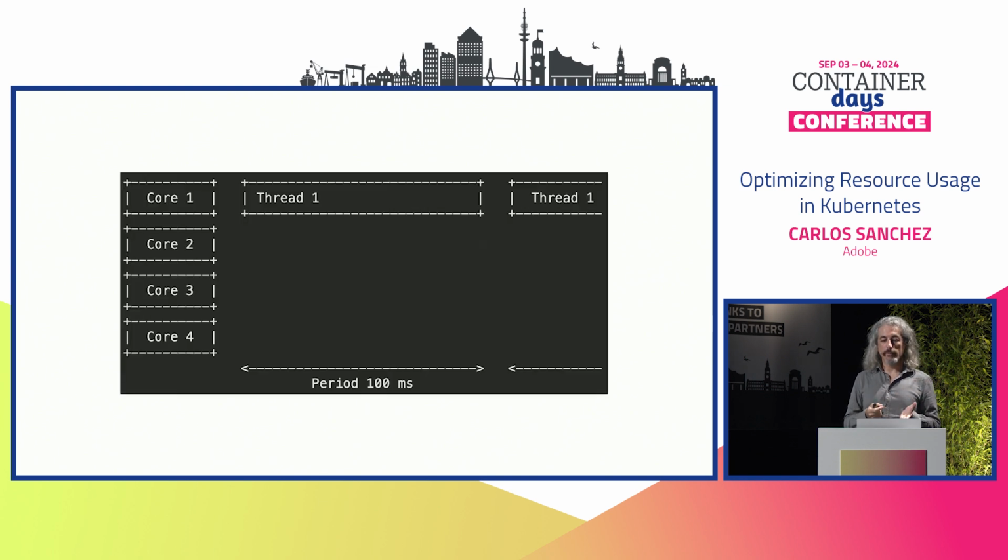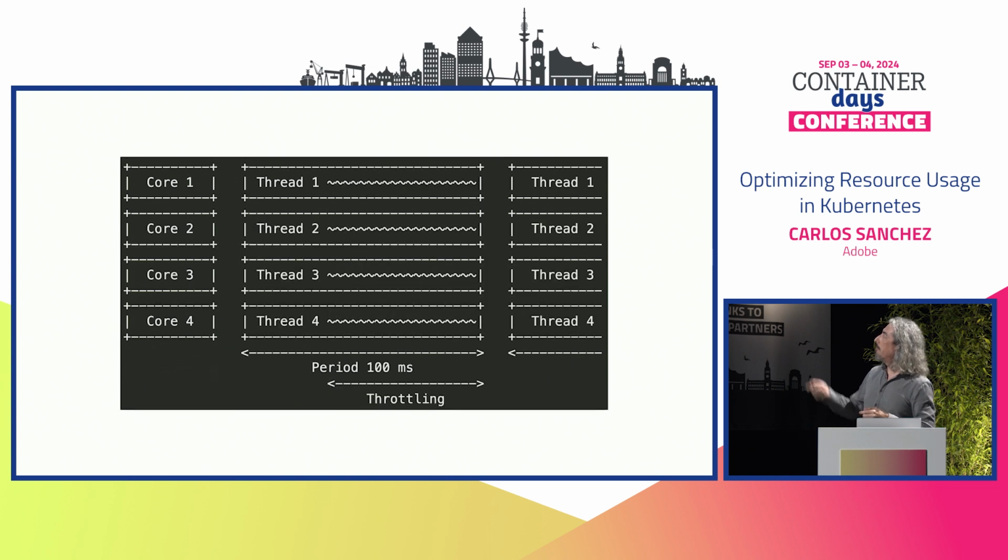So trying here in an example, a drawing. You have one thread, it's using one core, that's fine. If you use all the CPU you can, you're going to run during the 100 milliseconds, doing things. But if you have 4 threads and they are running on different cores, then you're going to be throttled for most of the CPU period.